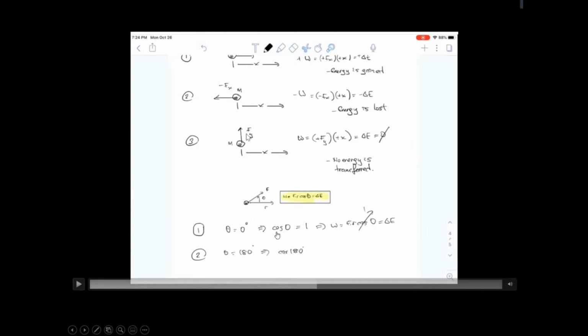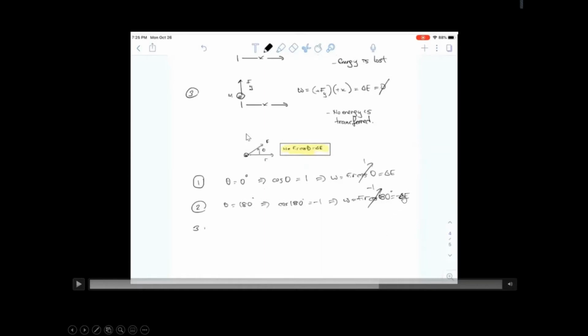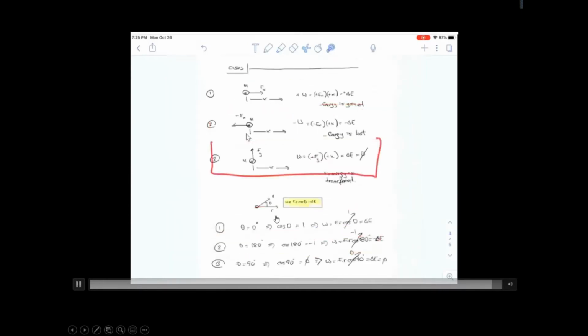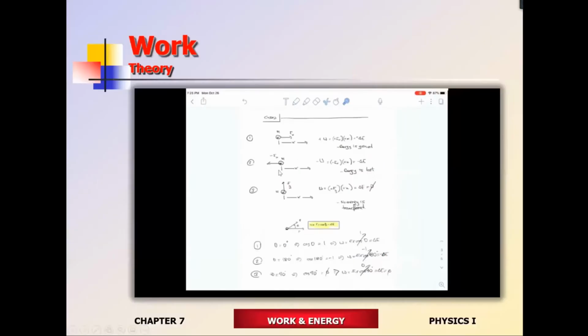If the force is at 180 degrees to motion, which means that it's in the opposite direction of motion, cosine of 180 degrees is going to be -1. So this expression is going to be negative, which means that the change in energy is negative, the energy is going down, and the energy is being lost. If the angle is 90 degrees, cosine of 90 is going to be 0. And then boom, the amount of work done is going to be 0, so no energy is being transferred.